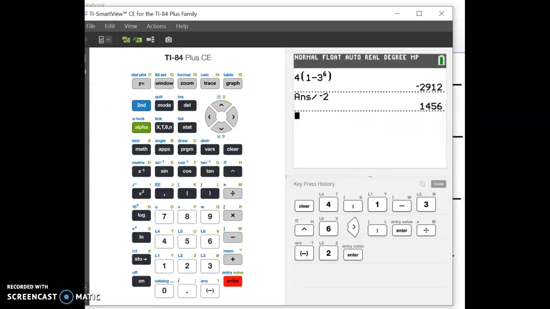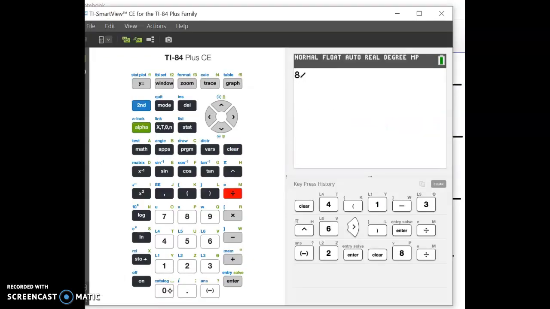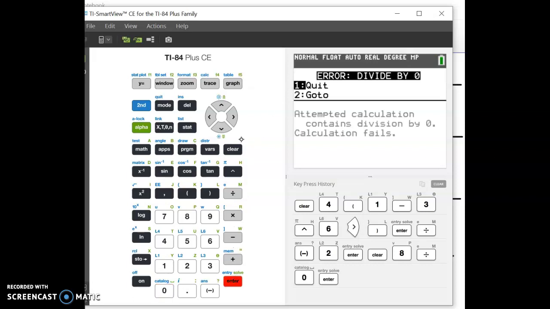If we even try this on our calculator, if I try doing 8 divided by 0, it's going to get an error. It says you basically can't divide by 0.